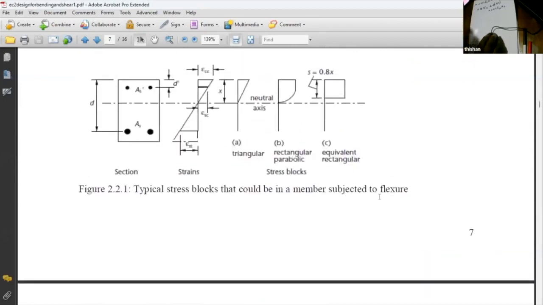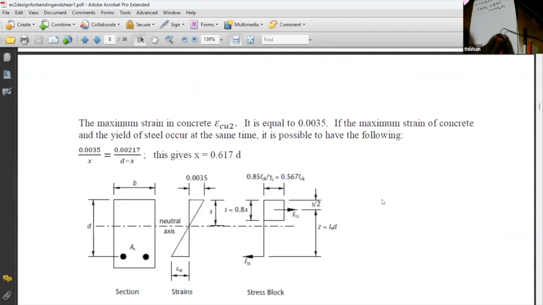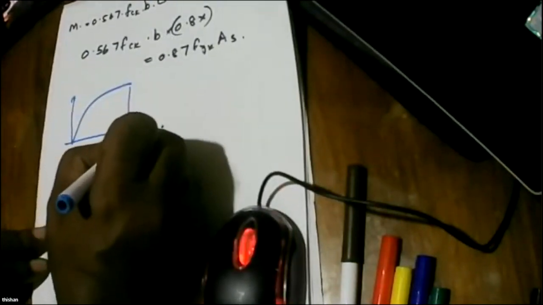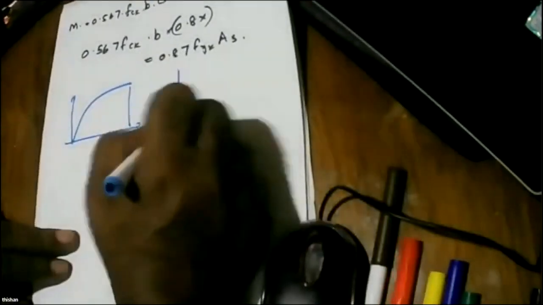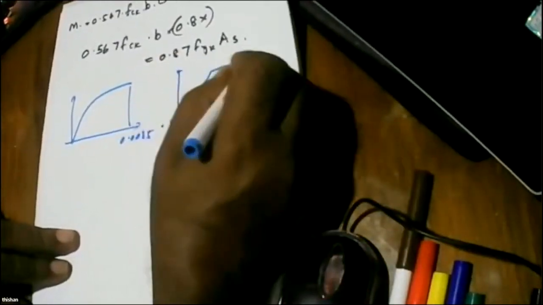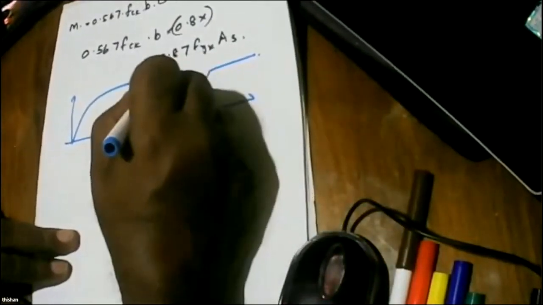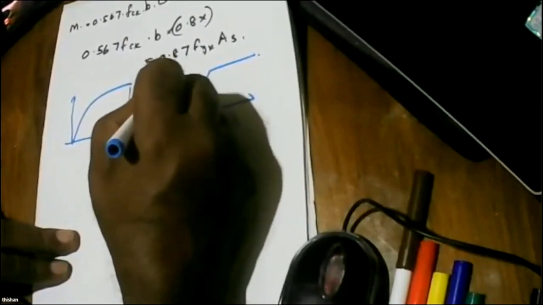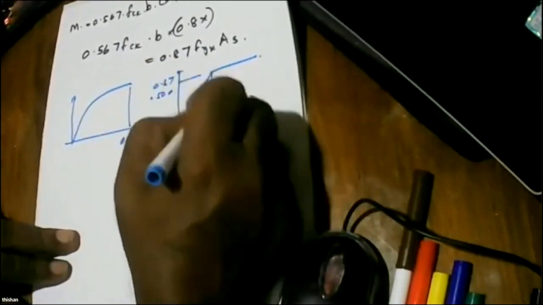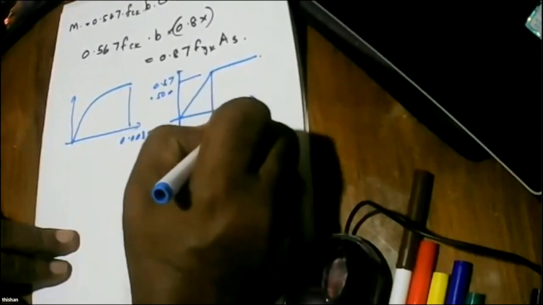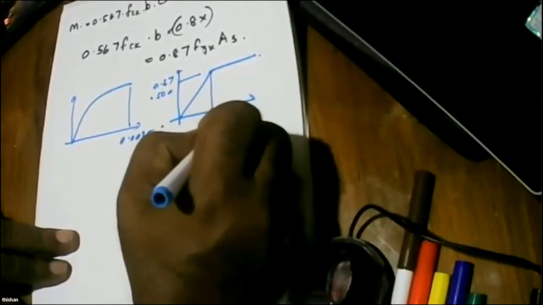Now there are a few things that we have to be concerned about when dealing with structural design. Right now we have two stress strain curves. One is this for concrete, the other one is this, and this is 0.87 times 500, and here you get a number called 0.00217. And how do you get that number?